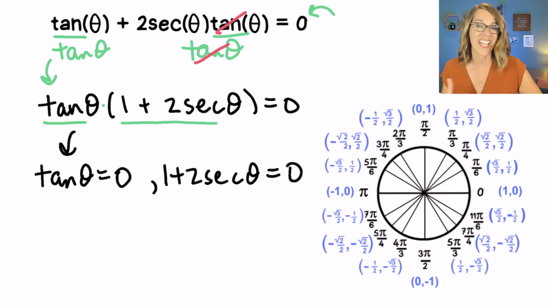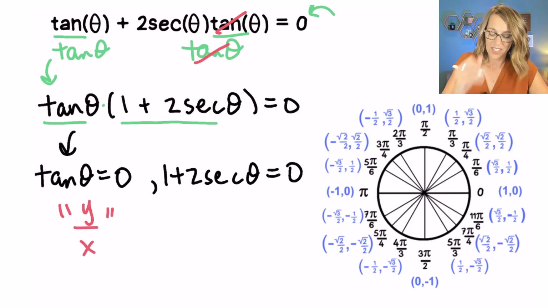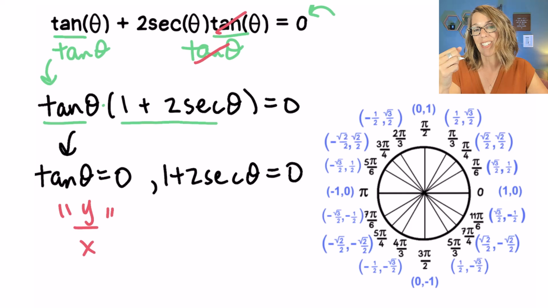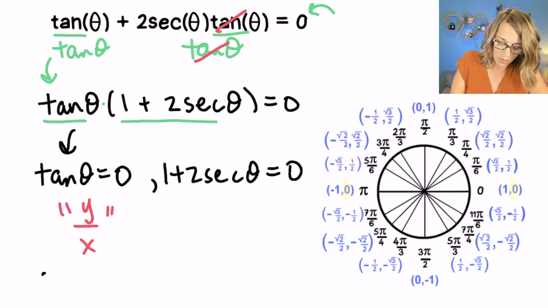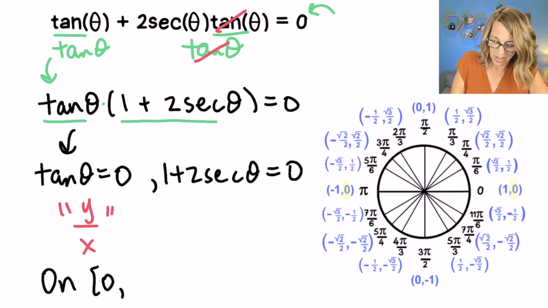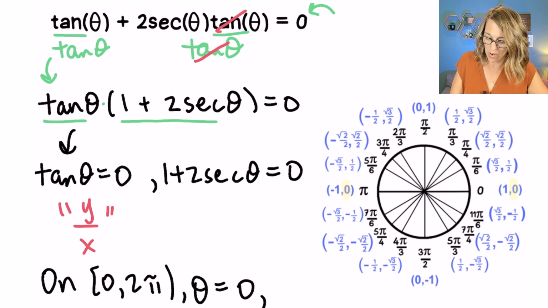Let's go ahead and start with the tangent of theta equaling 0. Now the tan of theta is y over x. So in order to get a tangent equal to 0, I really need that y value to equal 0. So I'm going to go around my unit circle and figure out where y is equal to 0. It's equal to 0 here, and my y value is equal to 0 there at pi as well. That gives me two of my solutions on one rotation of that unit circle, or on 0 to 2 pi. So on 0 to 2 pi, theta is equal to 0 or pi.